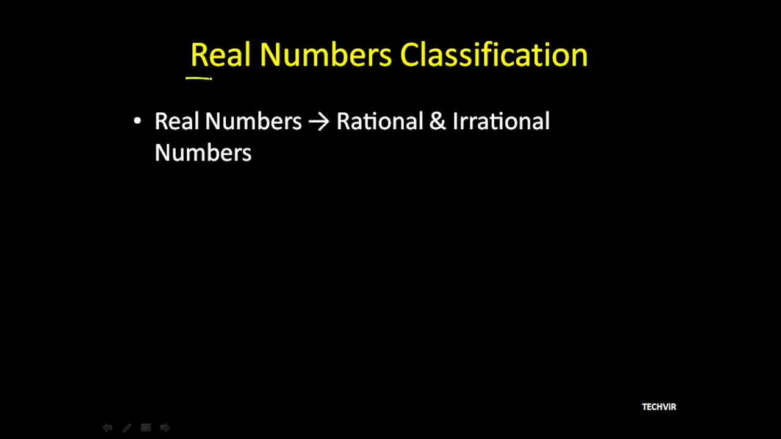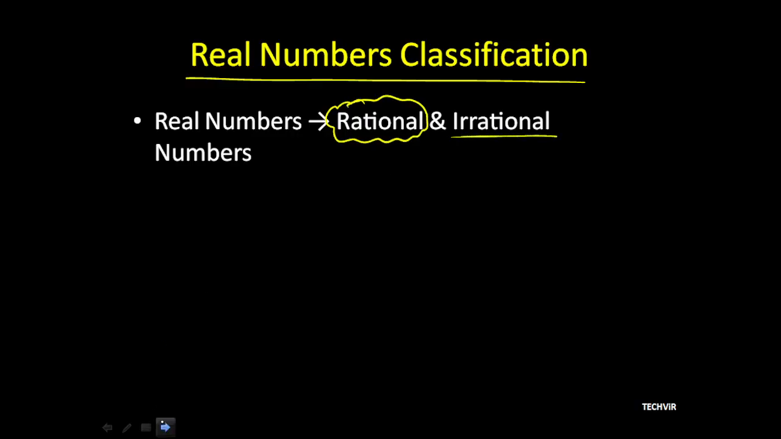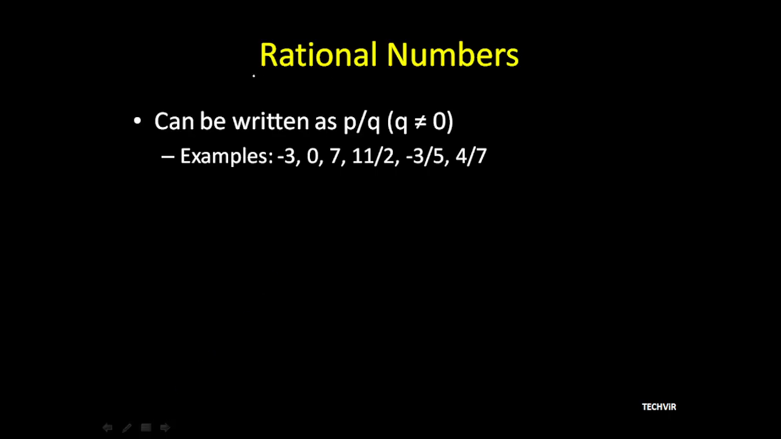Now, real numbers classification. Real numbers can be broadly classified into two types. One is your rational numbers and one is what? Your irrational numbers. So what are rational and irrational numbers? What is a rational number? A number which can be written in the form of P upon Q, where P is an integer. What is Q? Q should also be an integer.